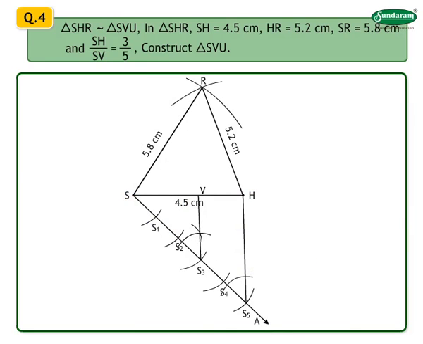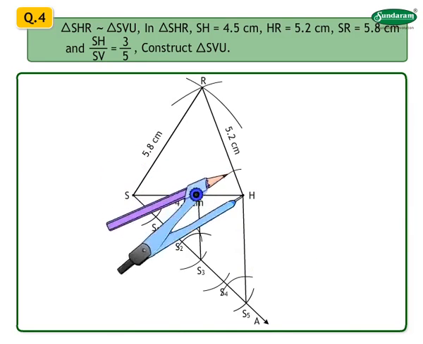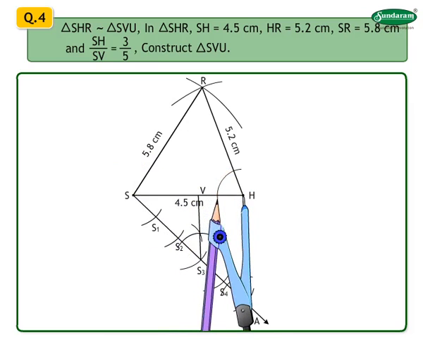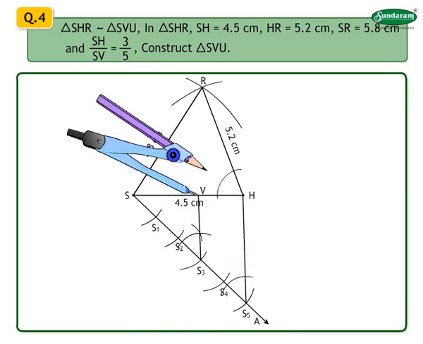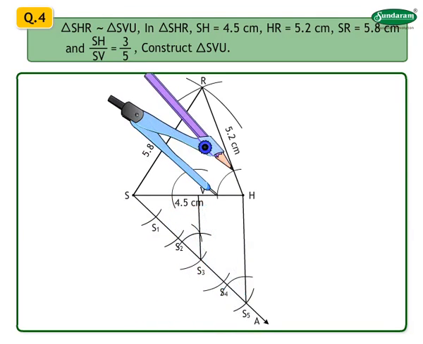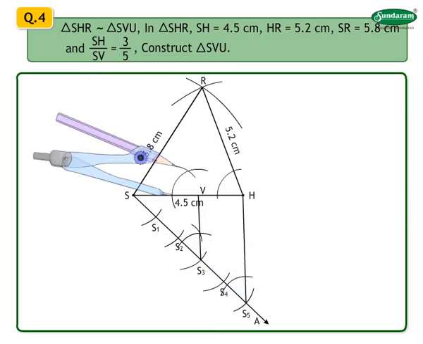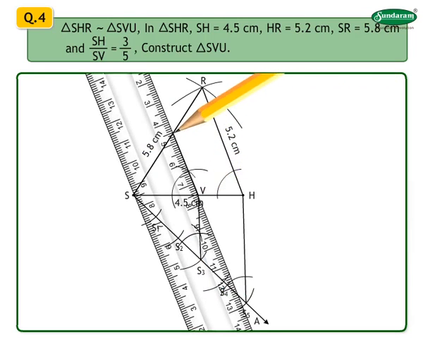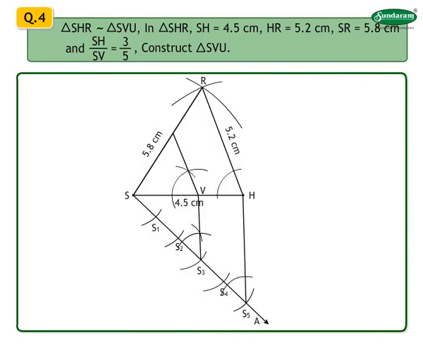Again, keep the point of compass on point H and draw an arc. Taking the same distance, cut an arc from point V. Now measure the distance of the arc drawn at point H and cut the arc drawn at point V. Draw a line passing through point V and touching the segment SR at point U. Thus, we get the required triangle SVU similar to triangle SHR.